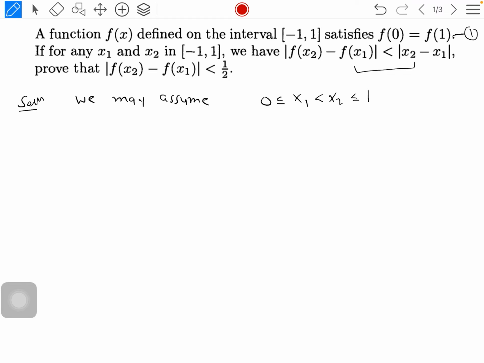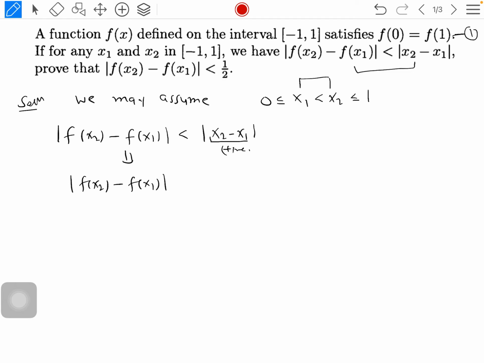Okay, so what we can write: mod of f(x2) minus f(x1), and you are given that mod of f(x2) minus f(x1) is strictly less than mod of x2 minus x1. But you can see here x2 is greater than x1. It means x2 minus x1 is a positive quantity, so mod is immaterial here. So we can write it as mod of f(x2) minus f(x1) is less than x2 minus x1. This is the first result.